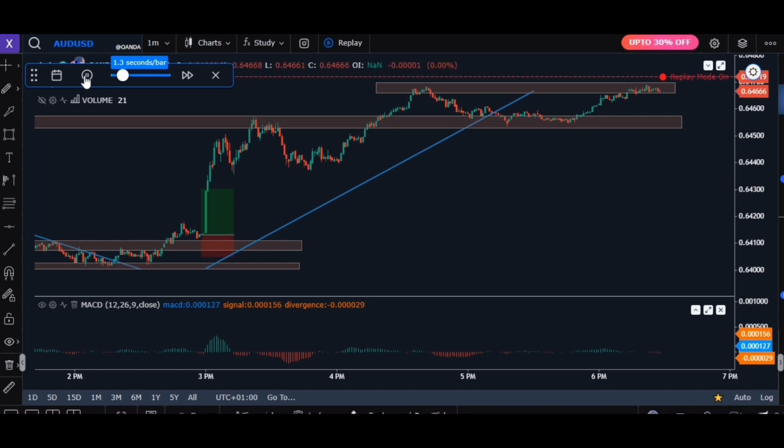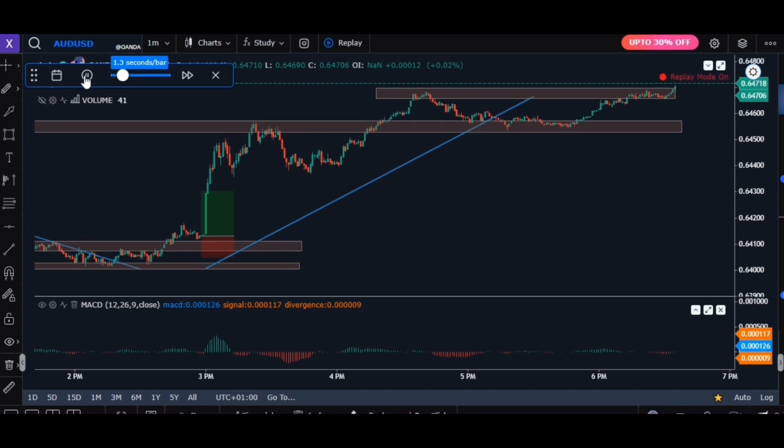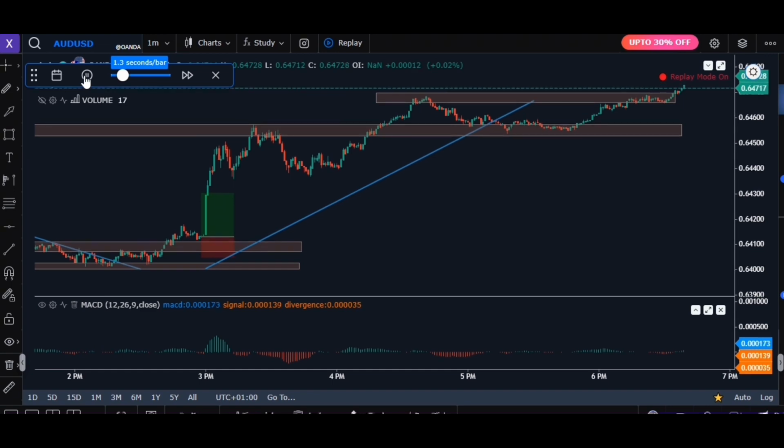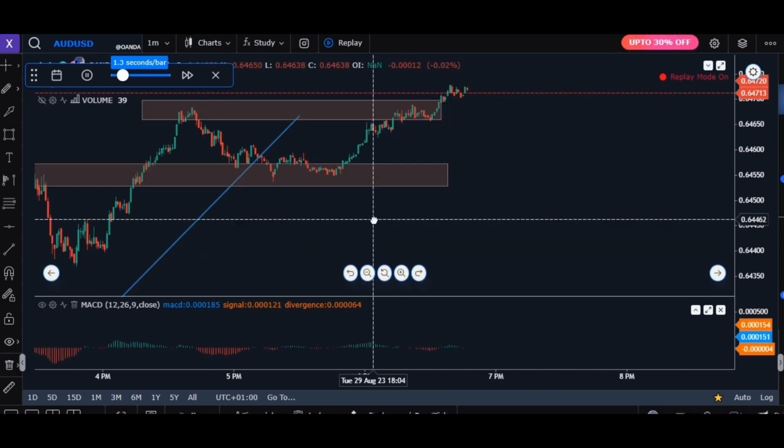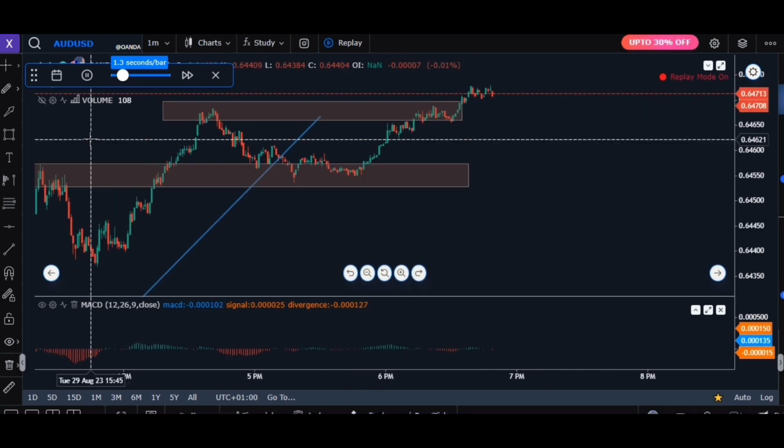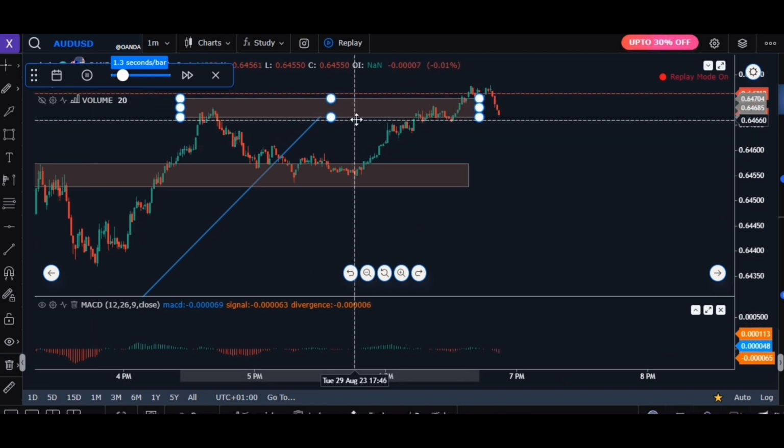Okay, respected the zones, respected it. Okay, broke it. Okay, still respecting. Okay, broke the zone. Okay, so I guess it respected the zone.